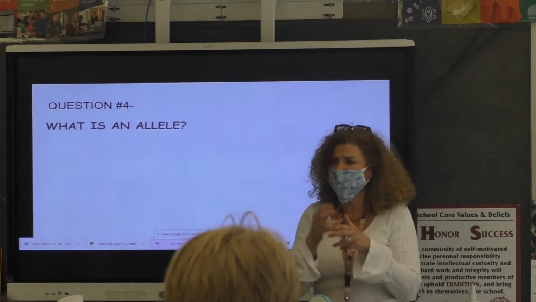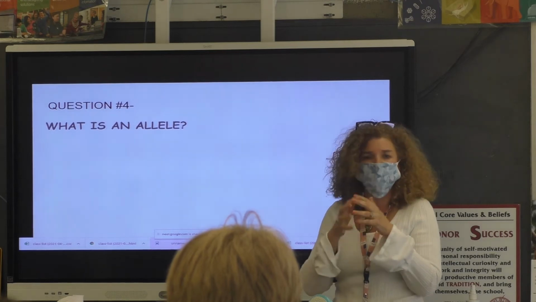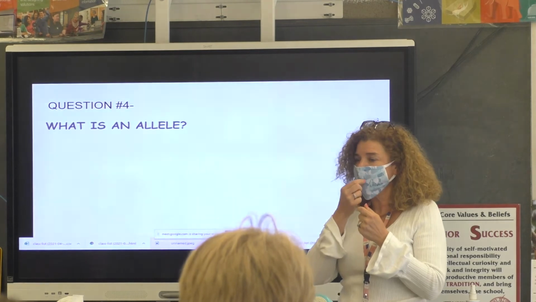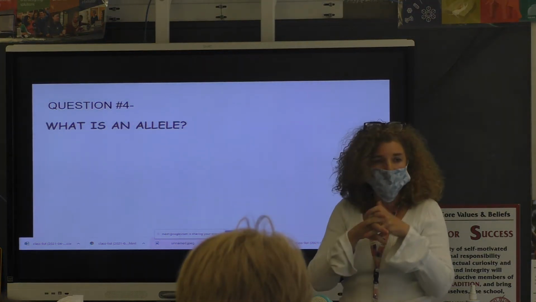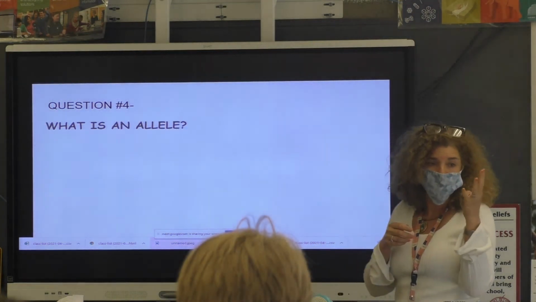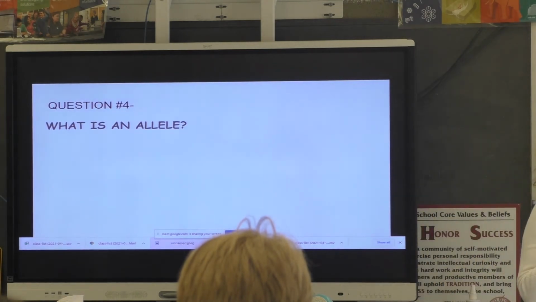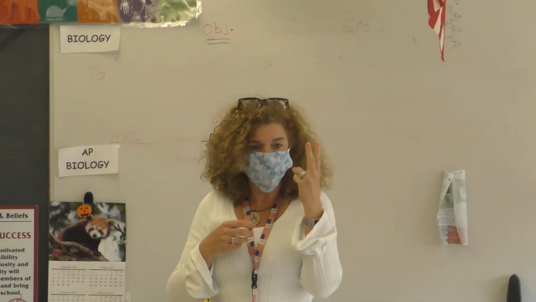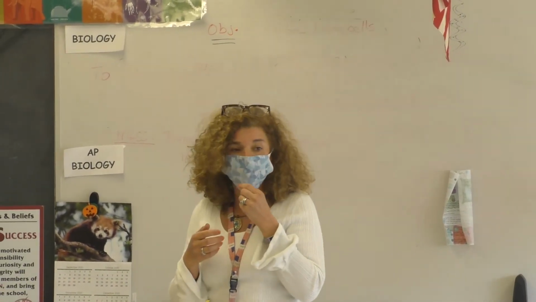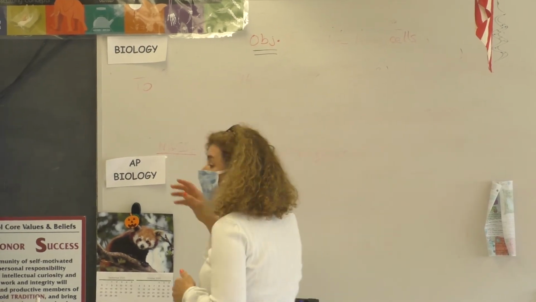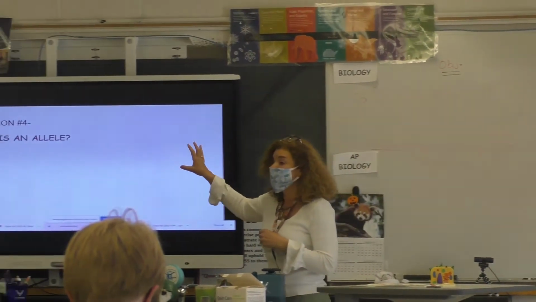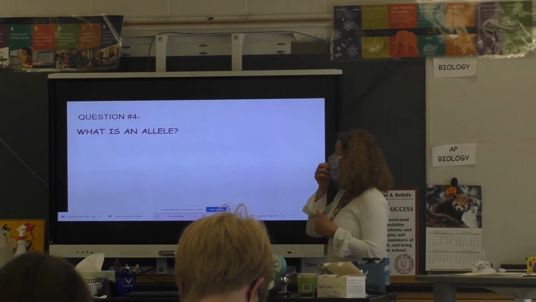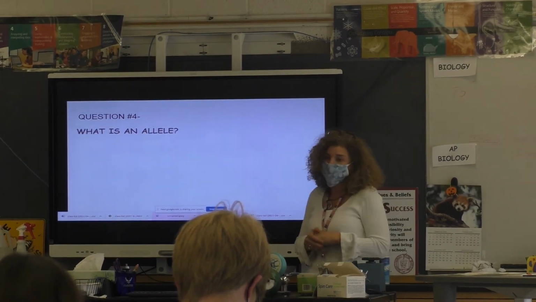Does anybody remember how many forms of a gene we typically inherit from our parents? Yep, 2. Okay, why 2? We usually get 1 from each parent. So there's 2, right? Now there's some exceptions to that, but usually we get 2 alleles. So as Molly said, it is a form of a gene, and we can get a different form of a gene from each parent. Okay, so that's what an allele is.